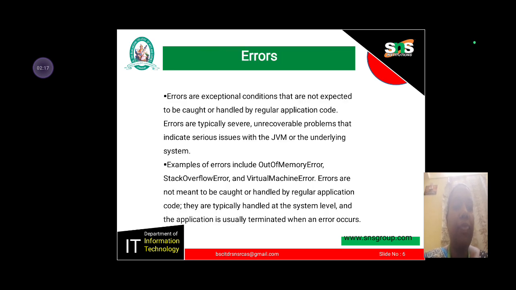Next one is error. Errors are exceptional conditions that are not expected to be caught or handled by regular application code. Errors are typically severe, unrecoverable problems that indicate serious issues with the Java Virtual Machine or the underlying system. Examples of errors include OutOfMemoryError, StackOverflowError, and VirtualMachineError. Errors are not meant to be caught or handled by regular application code. They are typically handled at the system level, and the application is usually terminated when an error occurs.